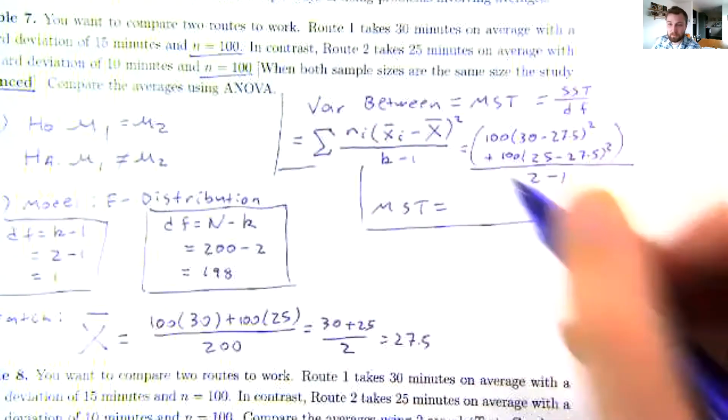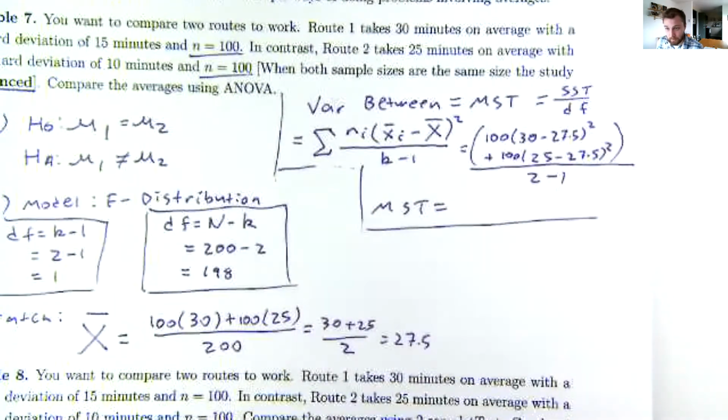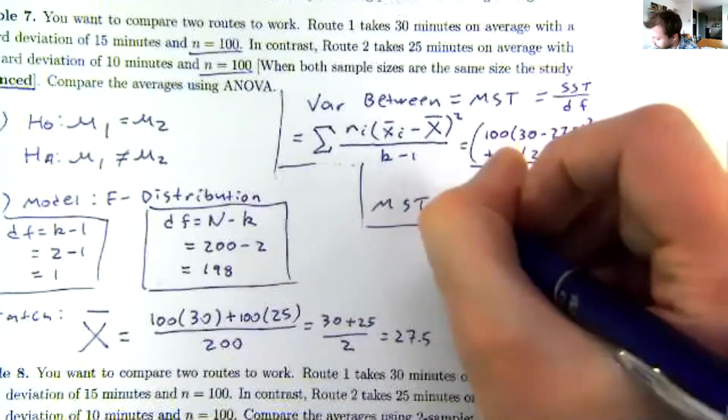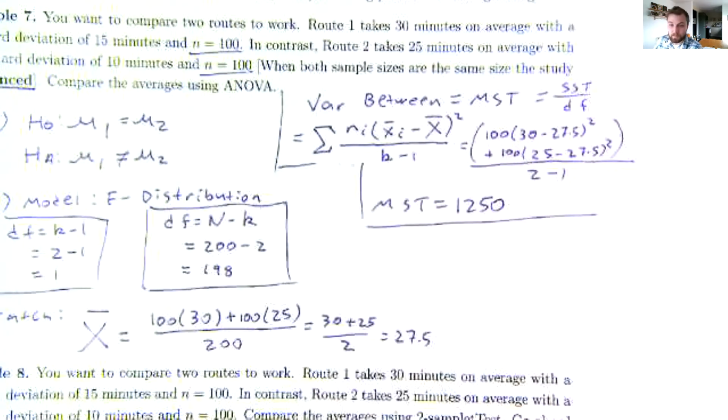I'm going to type this into a calculator and see what I get. I have 100 times 30 minus 27.5 squared plus 100 times 25 minus 27.5 squared. And I end up with an MST of 1250.